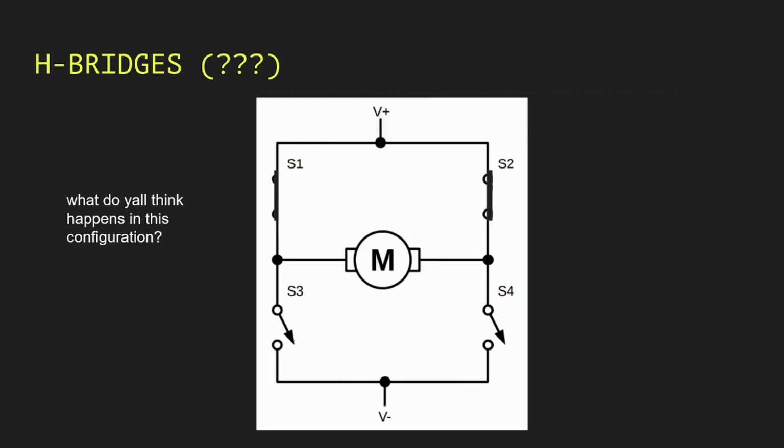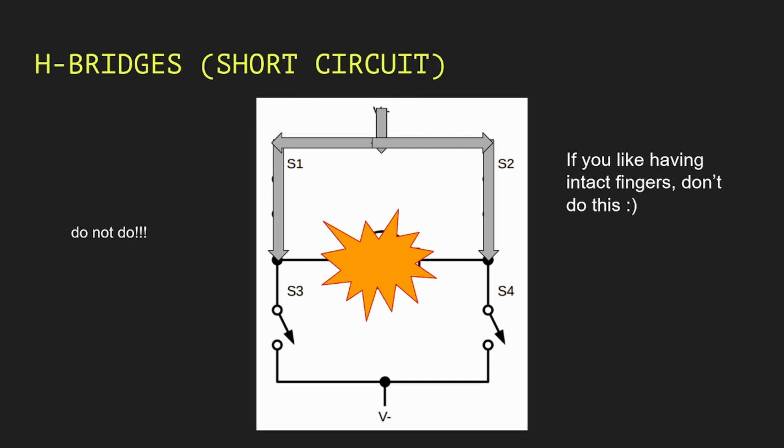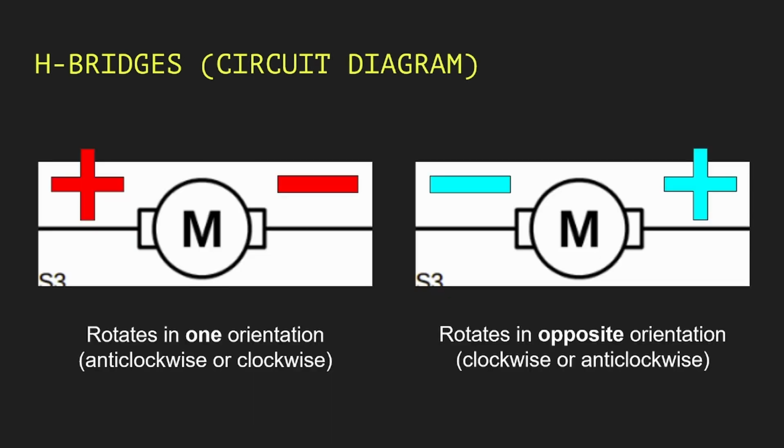Beyond this, there's one more, which is, what happens here? What do you think happens here? If you close the first two, and you basically don't exactly let the circuit work. Well, do not do this. It's a short circuit. Effectively, it's going to blow up the motor because you're gonna have electrical current rushing at both sides at the same time, and this is not good. If you like having intact fingers, please don't do this.